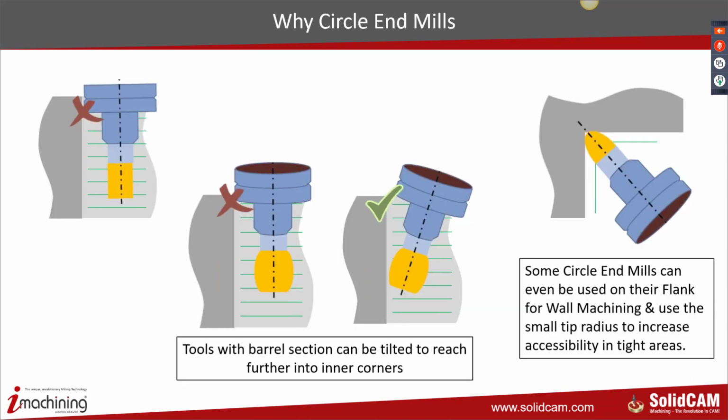Circle end mills are also used when you get into a situation where you cannot use your ball, or you have to move the ball by tilting the tool. But again, when you tilt the ball, you know that you cannot give a bigger step over to achieve a smaller scallop. You need to go with a very small step down. But with a barrel mill, I can easily tilt the tool, still take larger cuts, and achieve a much smaller scallop.